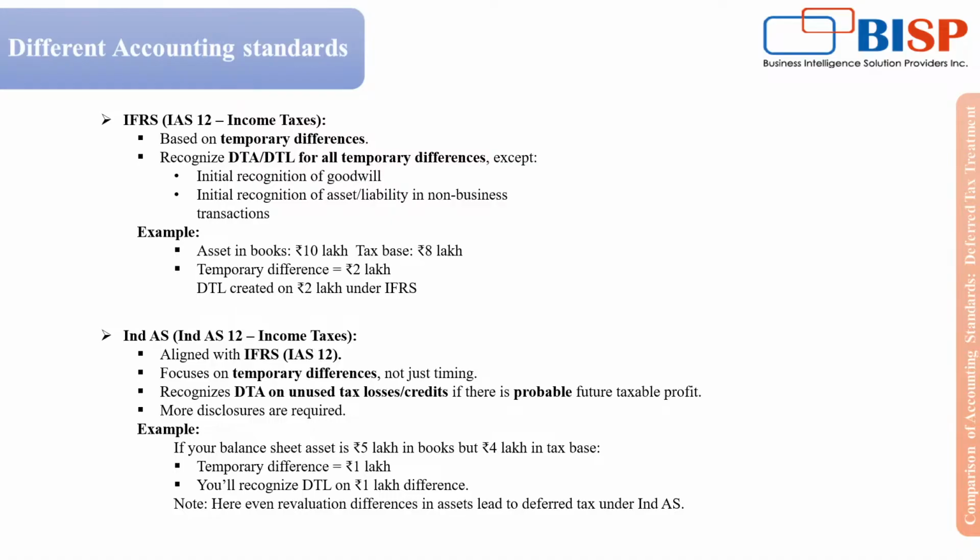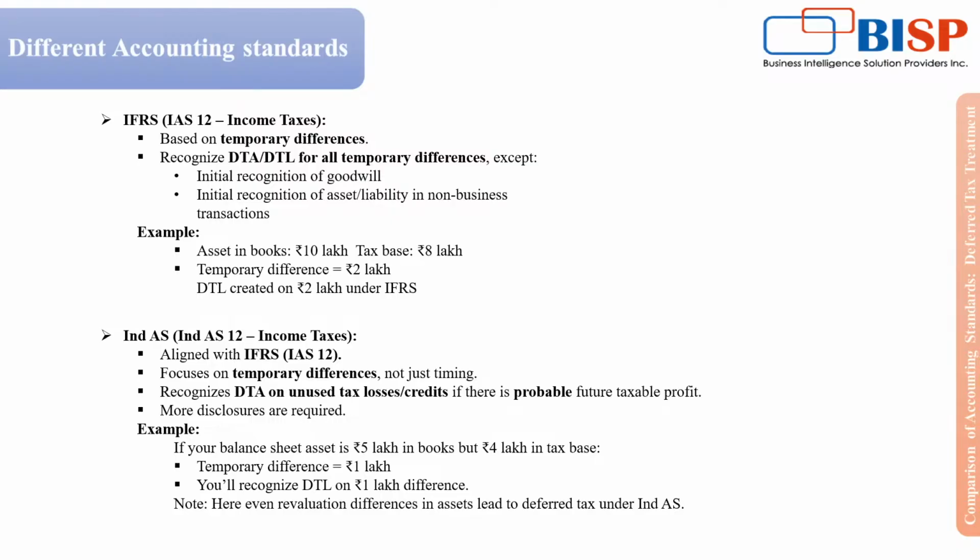Now we will come to the IFRS, that is IAS 12 Income Taxes. It is also based on temporary differences. It recognizes the DTA and DTL for all temporary differences except the initial recognition of goodwill and the initial recognition of assets and liabilities in certain non-business transactions, right? We can take an example: the asset is 10 lakh, the tax base is 8 lakh, so the difference here will be 2 lakh, right? So the DTL will be 2 lakh.